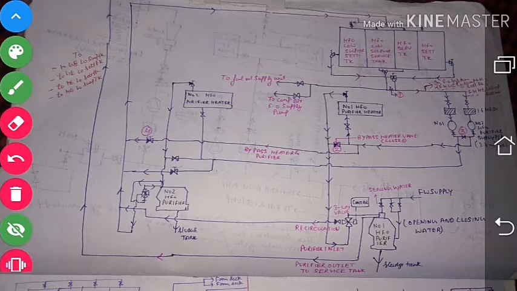We also have number 2. Here you can see number 2. Number 2 is the bypass heater valve. We can bypass the HFO purifier heater also.